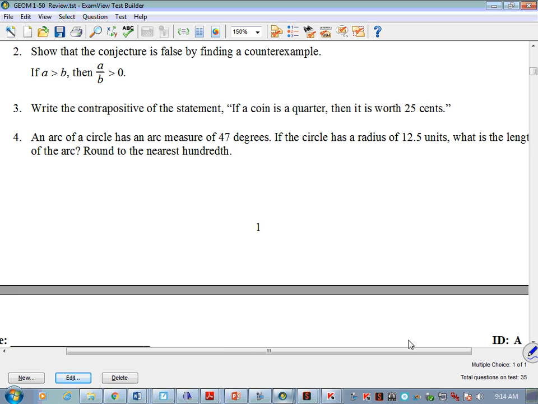Show that the conjecture is false by finding a counterexample. If A is greater than B, then A over B is greater than 0.